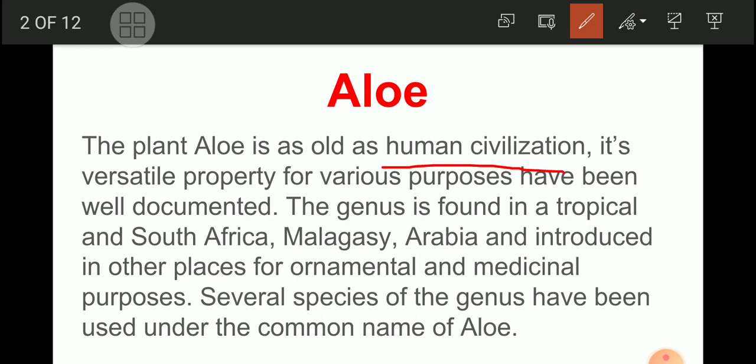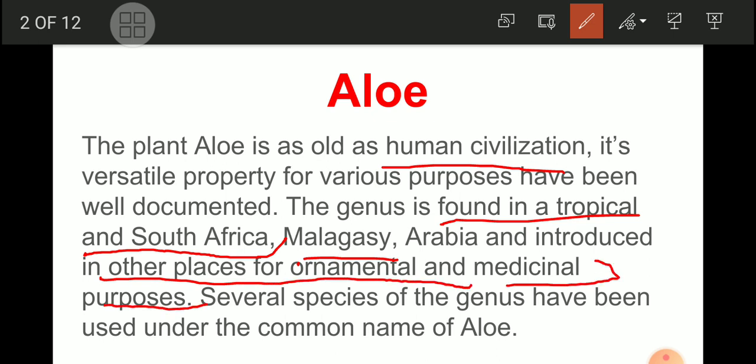Its versatile properties for various purposes have been well documented. The genus is found in tropical and South Africa, Malagasy, Arabia, and introduced in other places for ornamental and medicinal purposes. There are two purposes of cultivation of this herb: the first and most important is medicinal, and another is ornamental. Several species of this genus are used under the common name aloe.